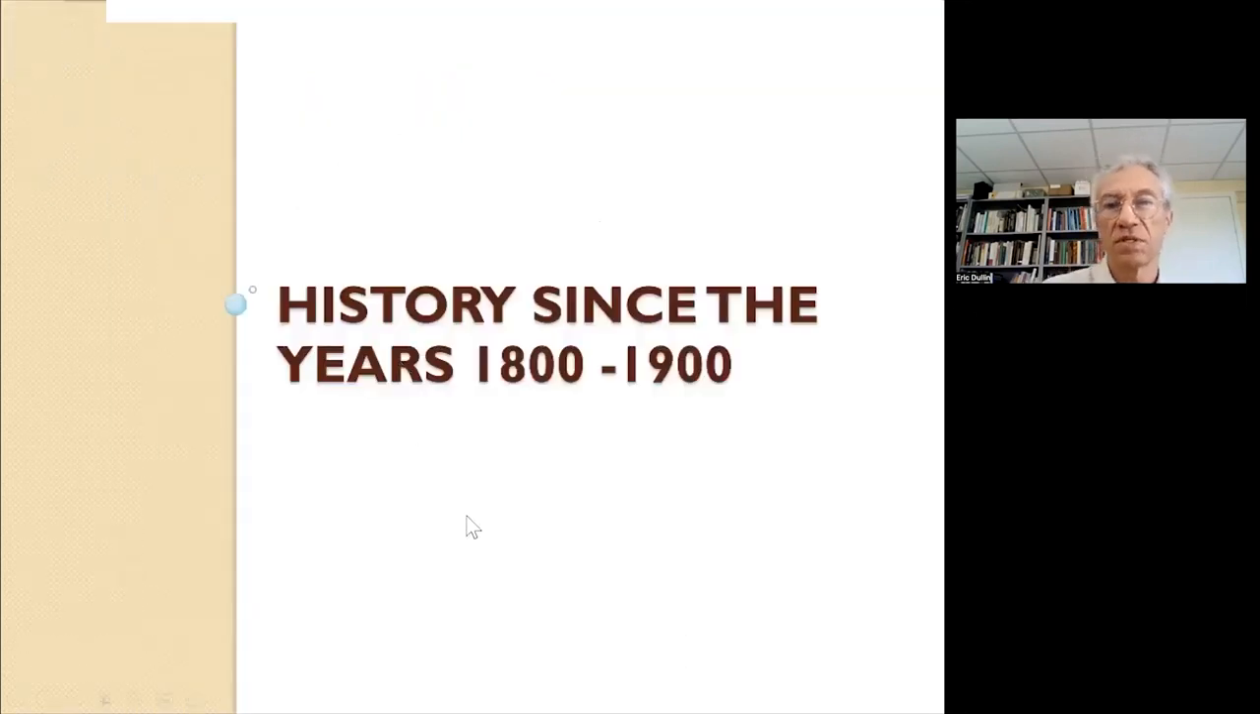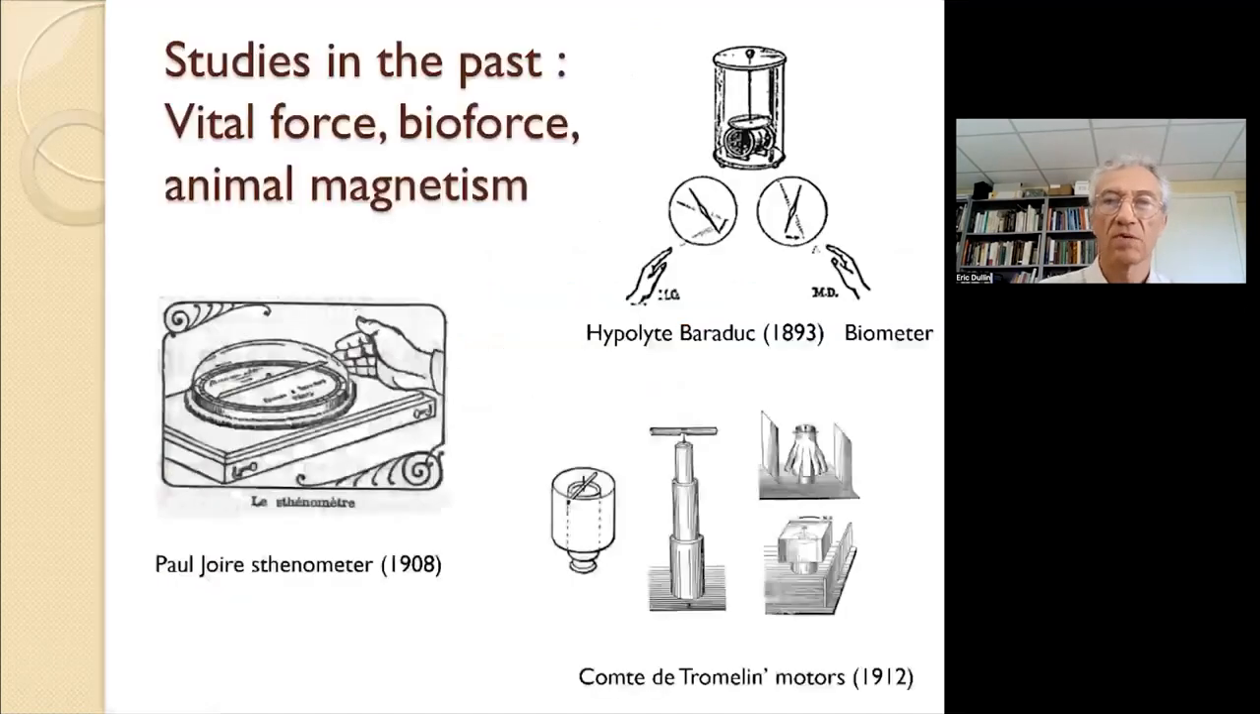So if I come to the history, we have to move back to around the 18th century. We know that from 1850 there was a big wave with spiritism, but before there was mesmerism, and so there was some early work in the 1880s. The main topics at that time were vital forces, bioforce, and animal magnetism, and people developed some kind of apparatus to try to check or detect these kinds of forces.